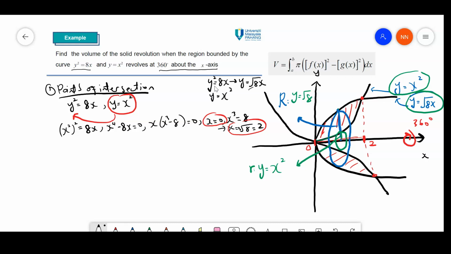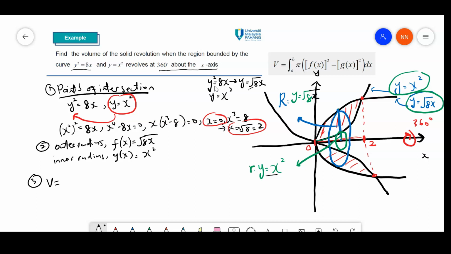So second, my outer radius. Okay, outer radius given by this function. So outer radius I define as f(x) equal to square root 8x. Okay, I missed the x here. And then inner radius I define as g(x) equal to, so this is my inner radius, x squared. So now I can calculate the volume.